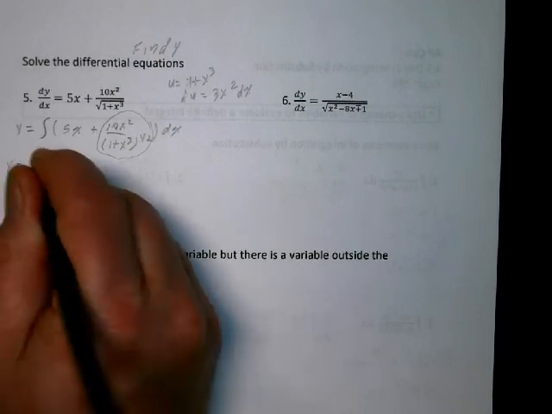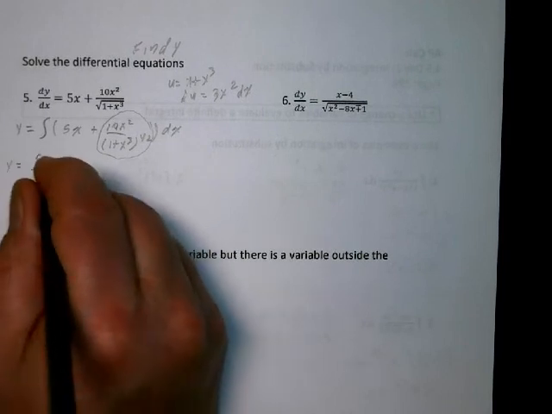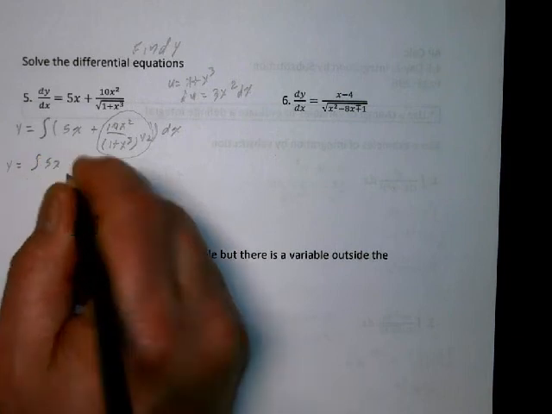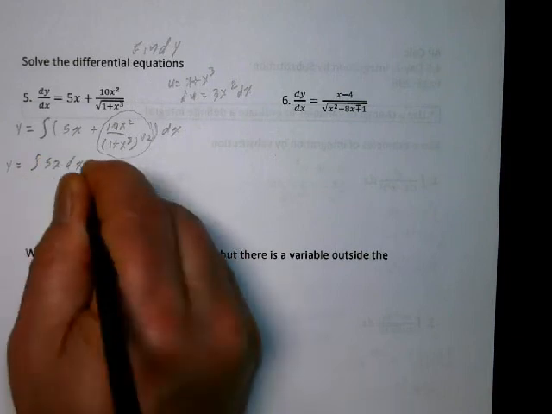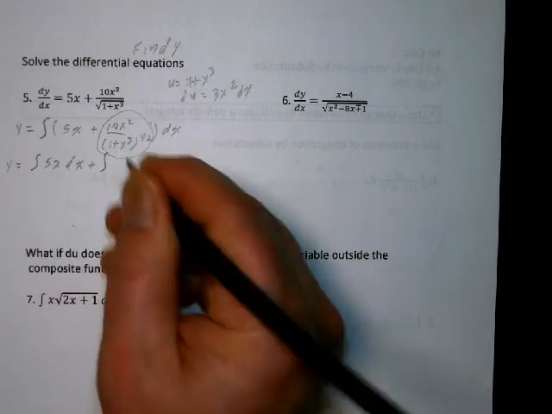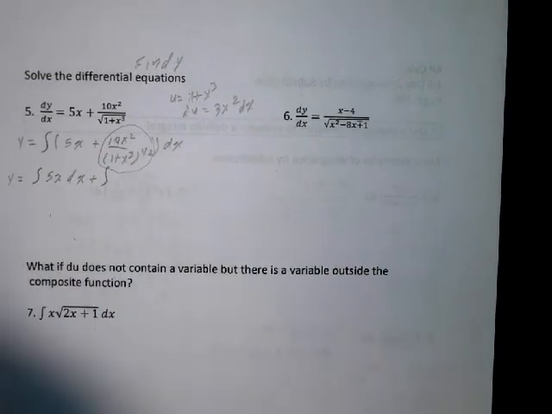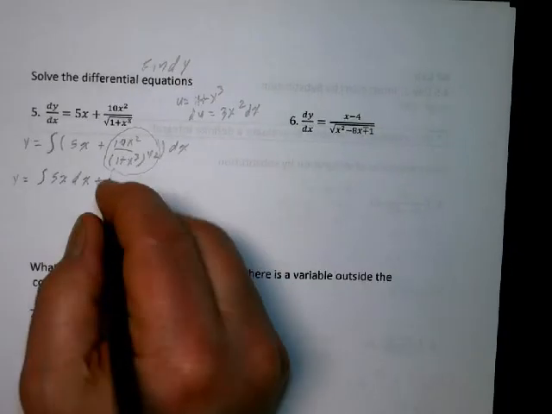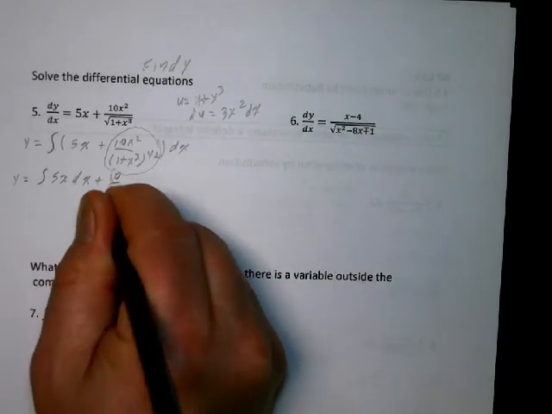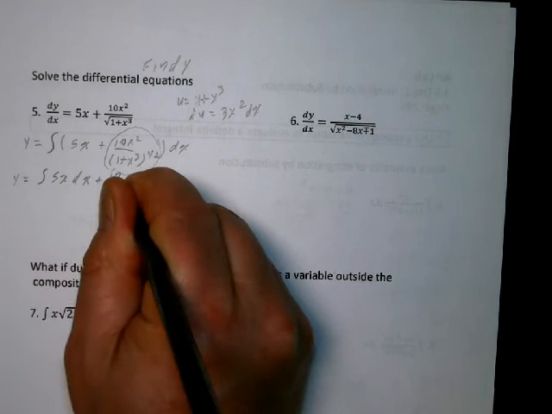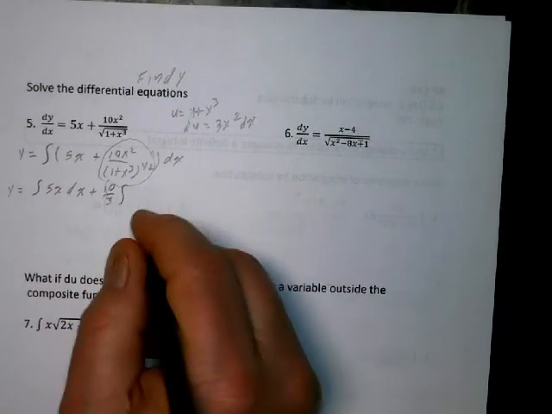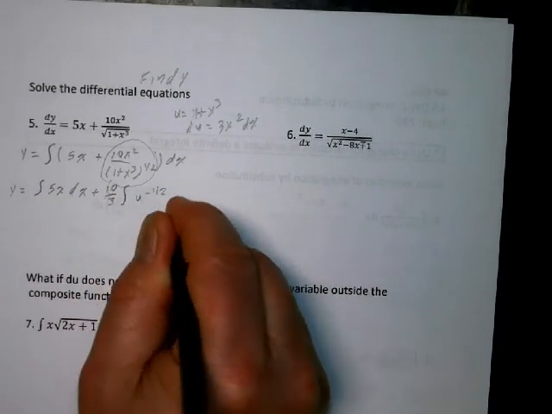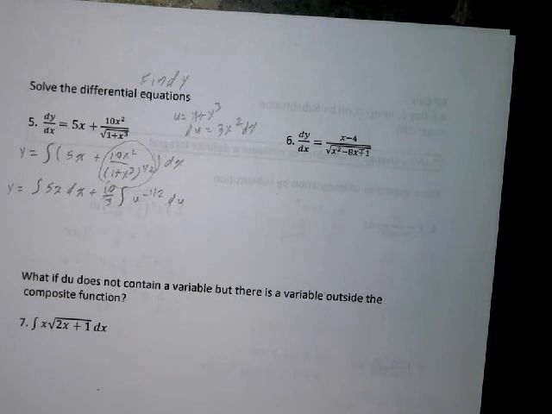Now the next thing I'm going to do is I'm going to break this up into 2 integrals. So I'm going to integrate 5x dx plus, I'm going to integrate, pull out the 10/3 first, u to the negative 1/2 du.